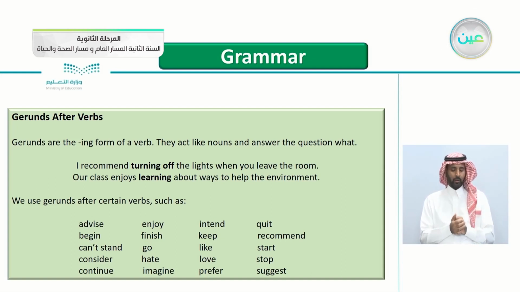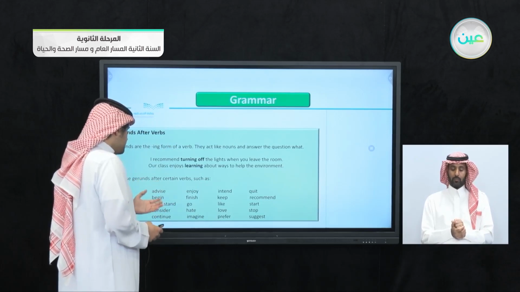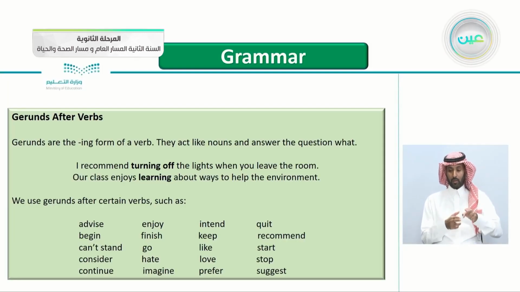For example here, I recommend turning off the lights when you leave the room. Our class enjoys learning about ways to help the environment. So, I recommend turning off. This is a gerund here, acting as a noun. Our class enjoys learning. We use gerunds after certain verbs, for example: advise, begin, can't stand, consider, continue, enjoy, finish, go, hate, imagine, etc.